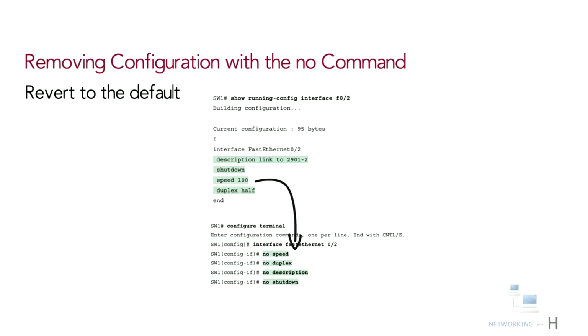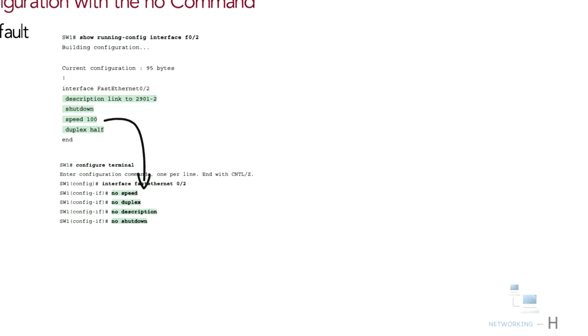The no speed command on that same interface reverts to the same default speed setting, which happens to be speed auto. Same idea with the duplex command, and in earlier configuration of duplex half followed by no duplex on the same interface reverts the configuration back to the default of duplex auto. Use the no description command to go back to the default state of having no description on that interface.